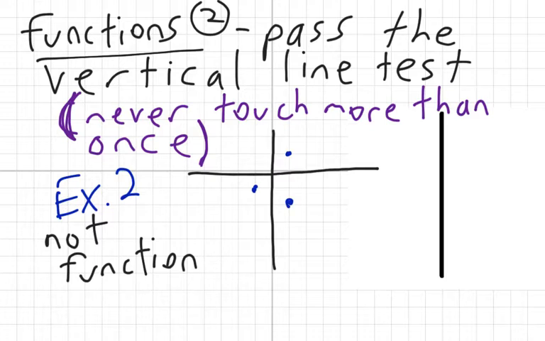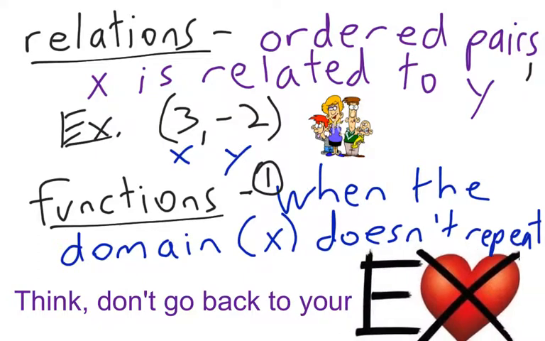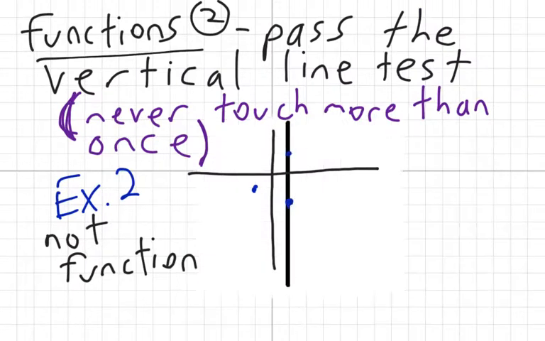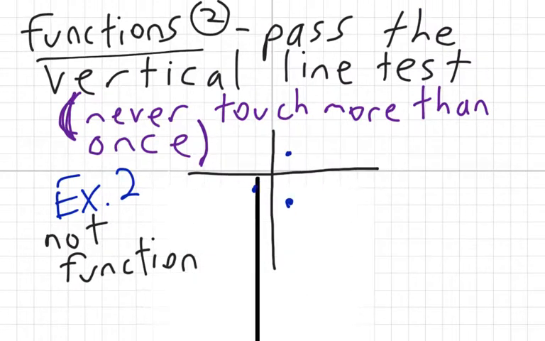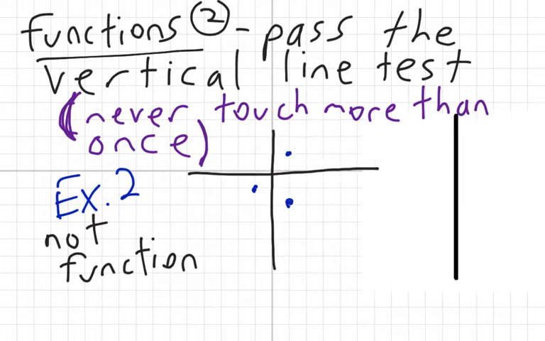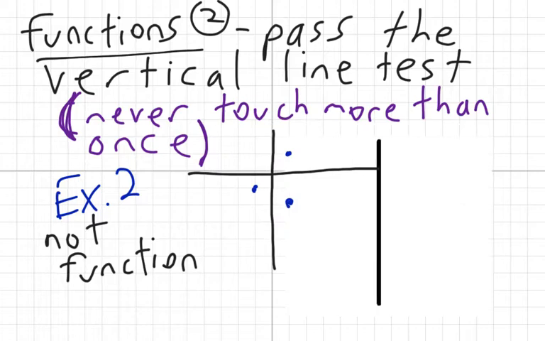And think back to what we just learned. We said they don't go back to their x. So look at your graph. What's the x value in this situation? It's right 1 and right 1. So the x value is 1, and we have 2 points that have an x value of 1. So it went back to its x. So it's not a function.